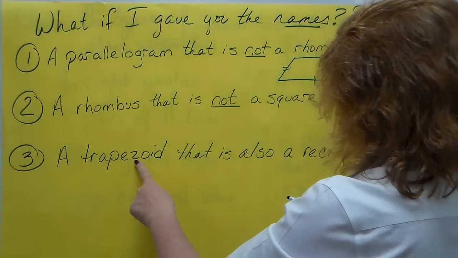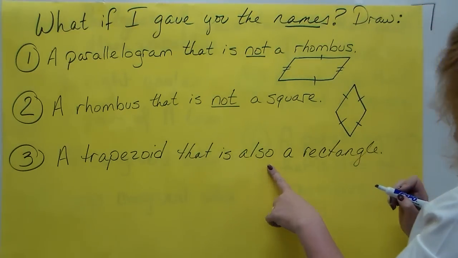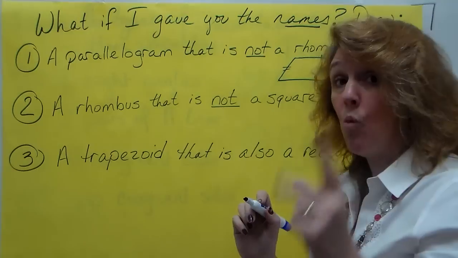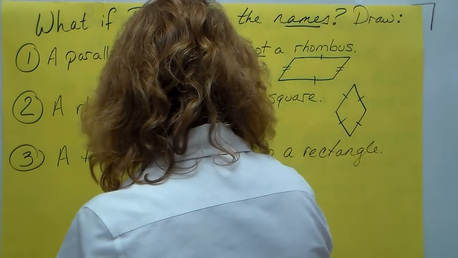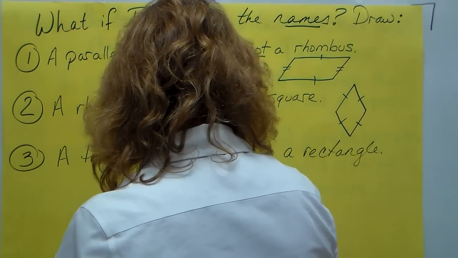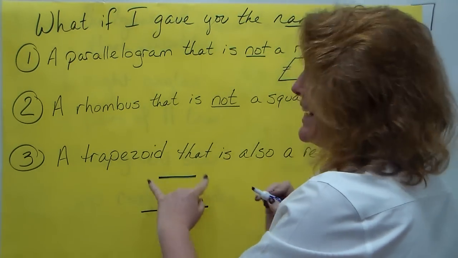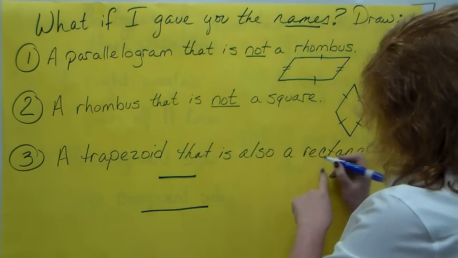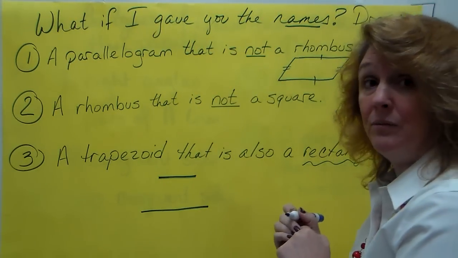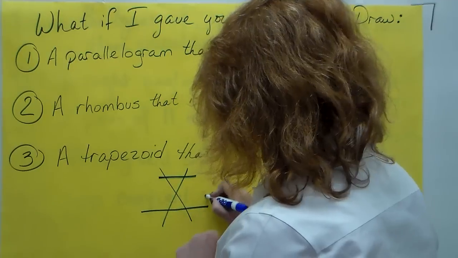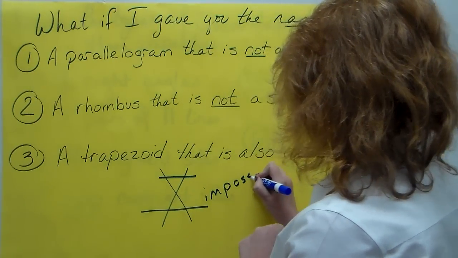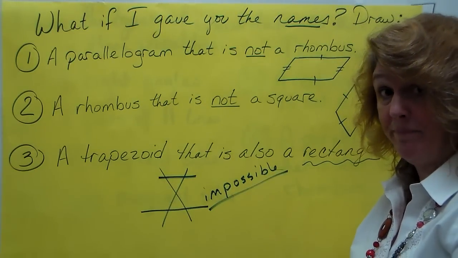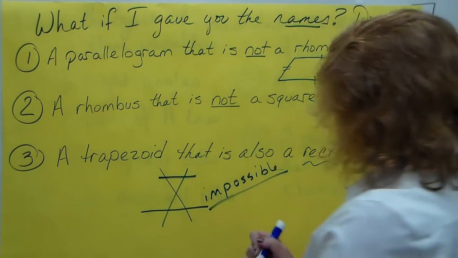And then we want to draw a trapezoid that is also a rectangle. Now, a trapezoid only has one set of parallel lines. The other two lines cannot be parallel. However, that's the definition of a rectangle, which means this is impossible. Good? All right, your turn.